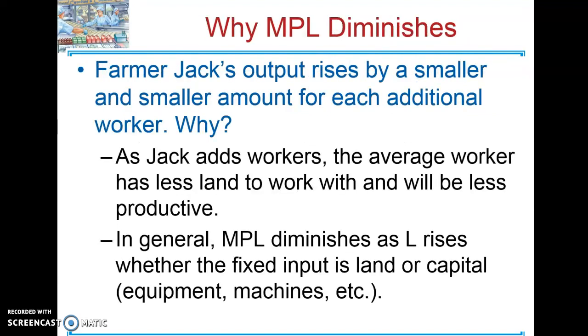Farmer Jack's output rises by a smaller and smaller amount for each additional worker. Why? Because as Jack adds workers, the average worker has less land to work with and will be less productive. In general, marginal product of labor diminishes as labor rises, whether the fixed input is land or capital. And remember, capital refers to equipment or machines.